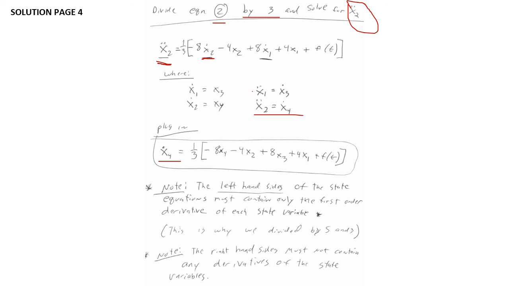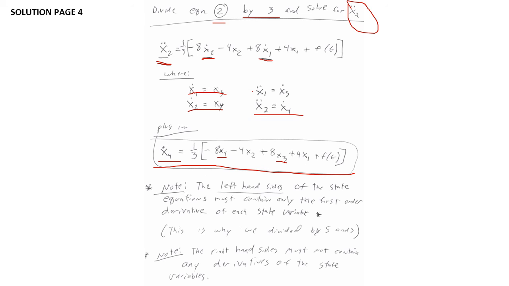Our x2 dot we can see is an x4, so we can plug in an x4 right there, minus 4 x2 minus our 8 x1 dot, where our x1 dot is equal to an x3, so we can plug our x3 in there, plus 4 x1 plus f of t. So now we have this whole equation here.